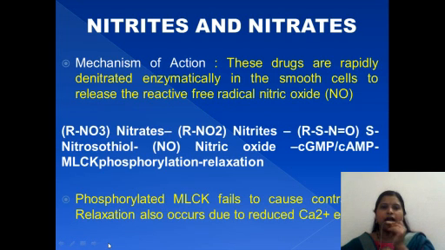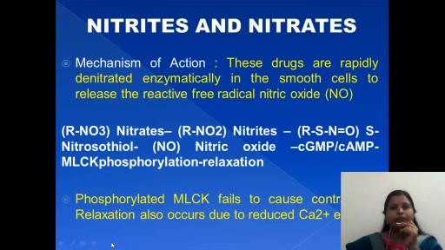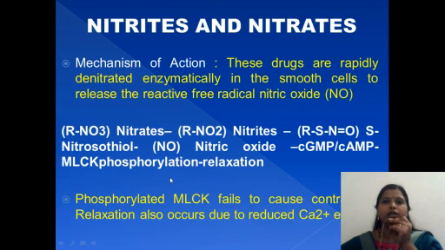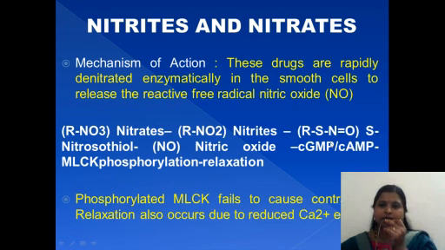Before going to the last picture, I just want to show you the theoretical slide where I have just formulated into 3 steps the mechanism of action of nitrovasodilators. So these drugs are rapidly denitrated enzymatically in the smooth muscle cells to release the active free radical nitric oxide, which is a reactive one. Next, the nitrates, that is RNO3, are converted to RNO2, that is nitrites, and further they are converted to nitrosothiols, that is RSNO. And these nitrosothiols are converted to the nitric oxide.